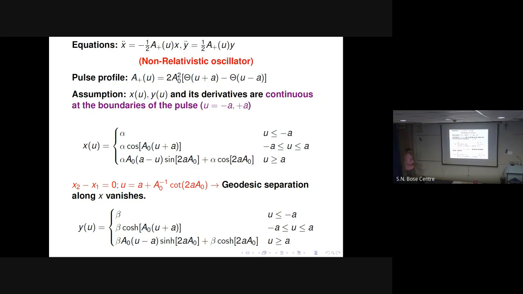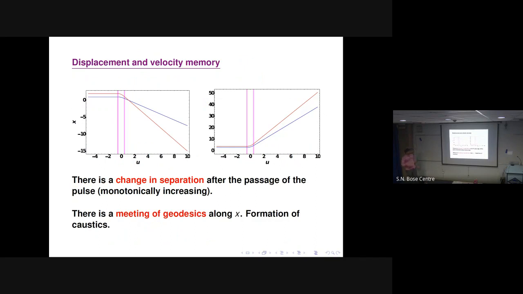And you will note that the separation between two geodesics along the x direction vanishes for a finite value of n. That is the geodesics marked along the x direction. Okay? So this is for x and this is for y. Note that you obtain analytical solutions. And now the plots which discuss the distance and velocity.